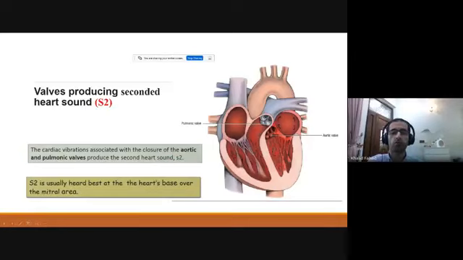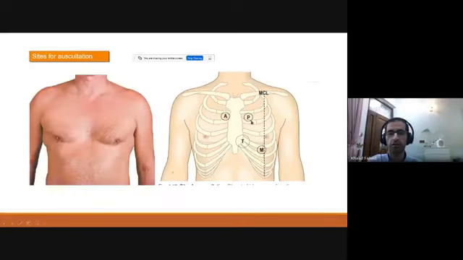So it makes sense that the pulmonic sound is best heard on the left in the pulmonic area, while the aortic or A2 sound is best heard at the second intercostal space.